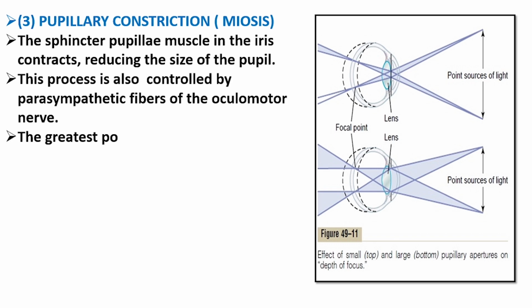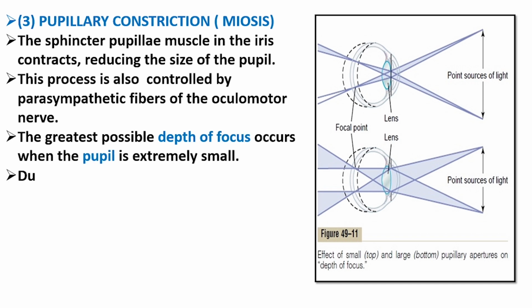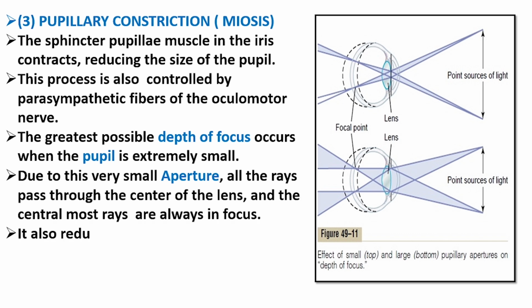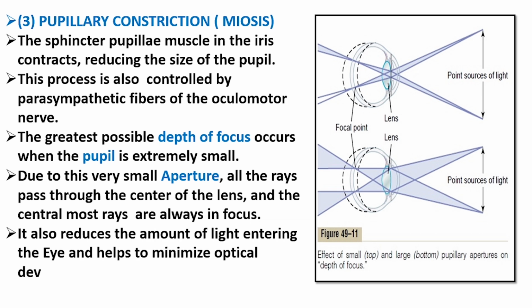The greatest possible depth of focus occurs when the pupil is extremely small. Due to this very small aperture, all the rays pass through the center of the lens, and the centralmost rays are always in focus. It also reduces the amount of light entering the eye and helps to minimize optical deviations, leading to a sharper image.